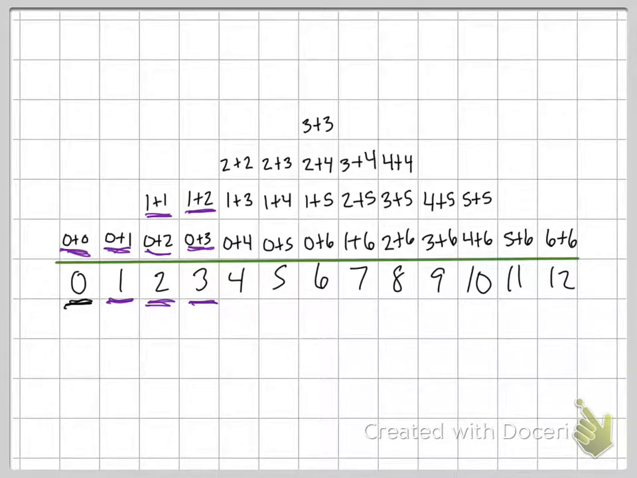Now, once we get to 6, if we look, 6 has the most ways to have dots on my domino. There are 4 different ways. I can have 0 dots and 6 dots. I can have 1 and 5, 2 and 4, or 3 and 3. After that, there's fewer ways to have the other numbers. 7 only has 3 ways to make 7. 8 has 3 different ways we can make 8. 9, there's only 2 ways to make it. 10, only 2. And 11 and 12, there's only 1 way to make those dots, because you can only have a total of 6 dots on each half.